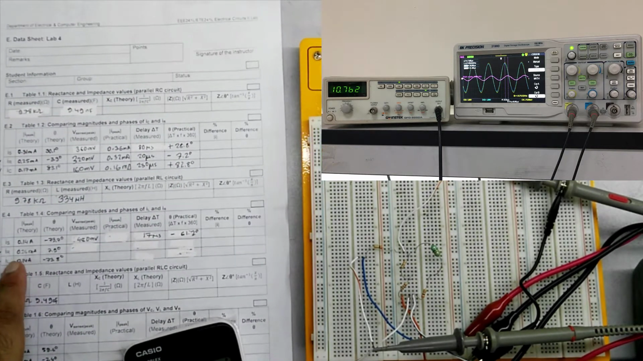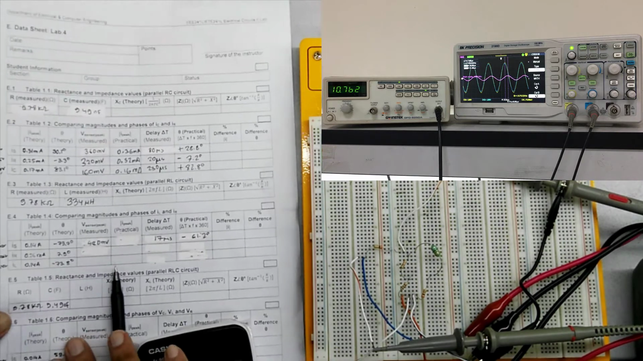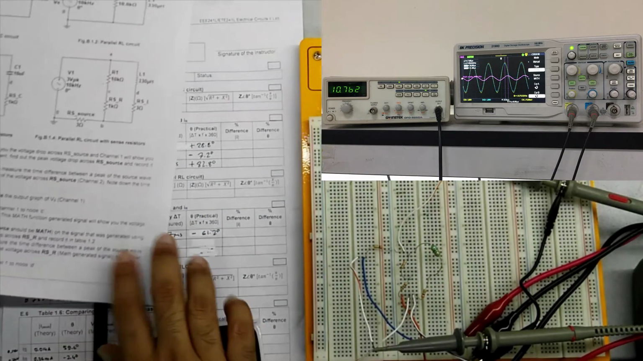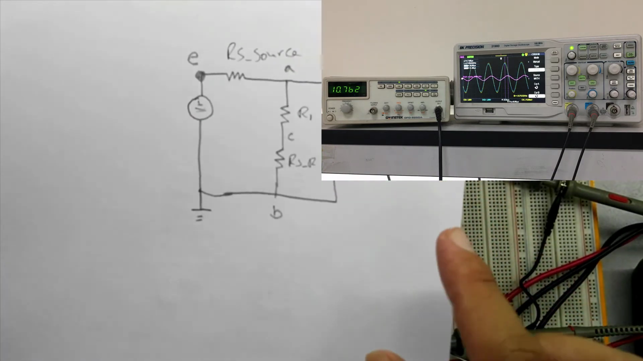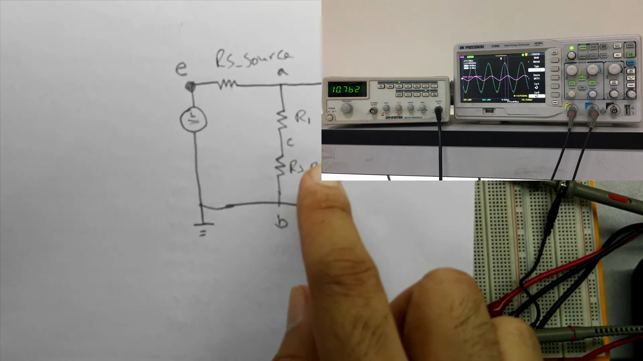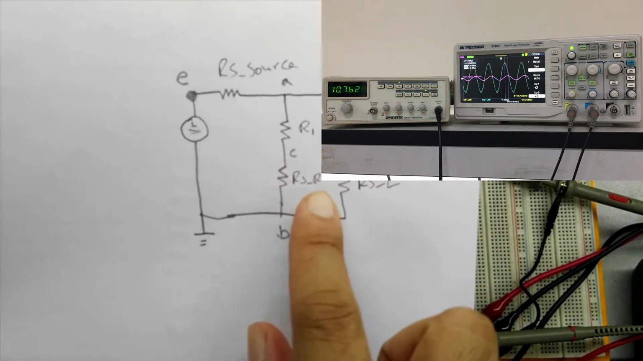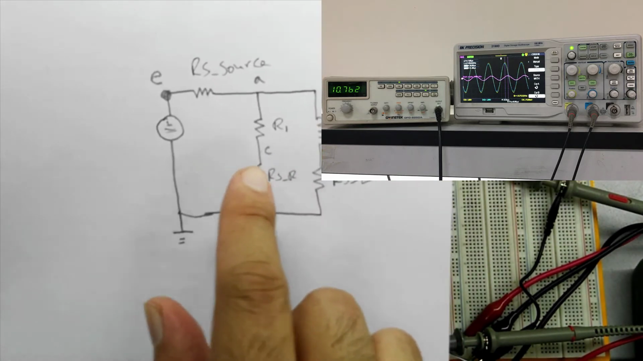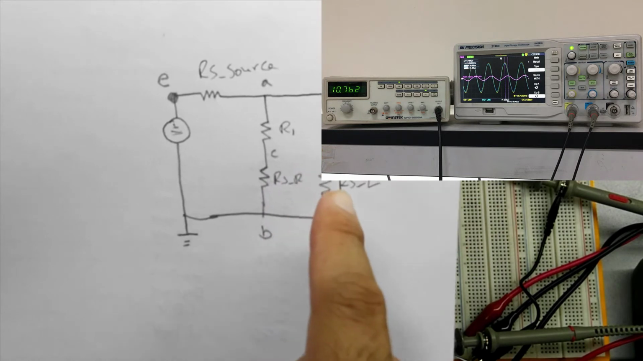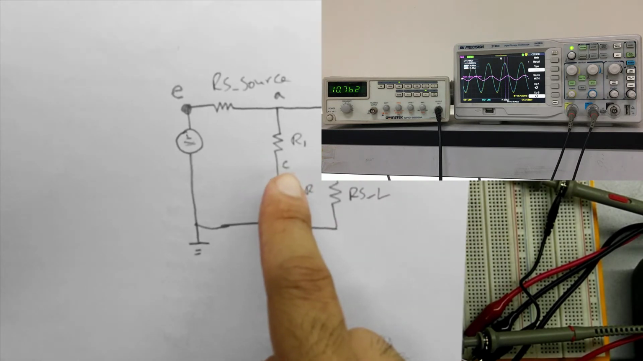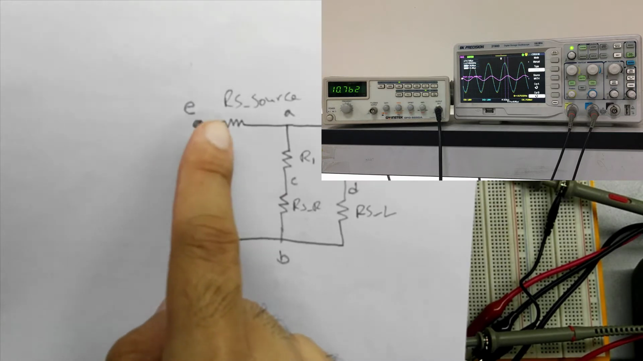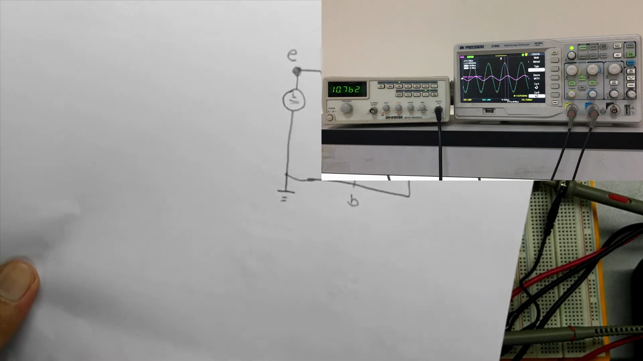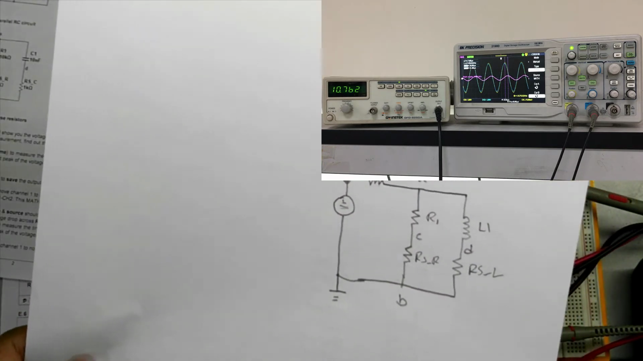Now we move on to the sense resistor for the resistance, which is this one. So for this we have to move one of our channels to this resistance C, to this location, node C. So if we attach one of our probes to node C and another is connected to node E, we will be easily able to determine the voltage of this sense resistor and the phase accordingly.